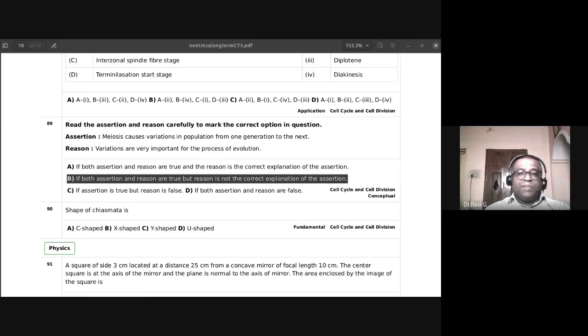Okay. So that completes our discussion of today's paper. Please cross check with the 89th answer. Has anyone cross checked? I do not have the answer key, or else I would have done that. Do you have the answer key with you? Which is the answer for 89th? Anyone? Okay. As per me, B is the correct answer, where assertion and reason are true, but the reason is not the correct explanation of the assertion.